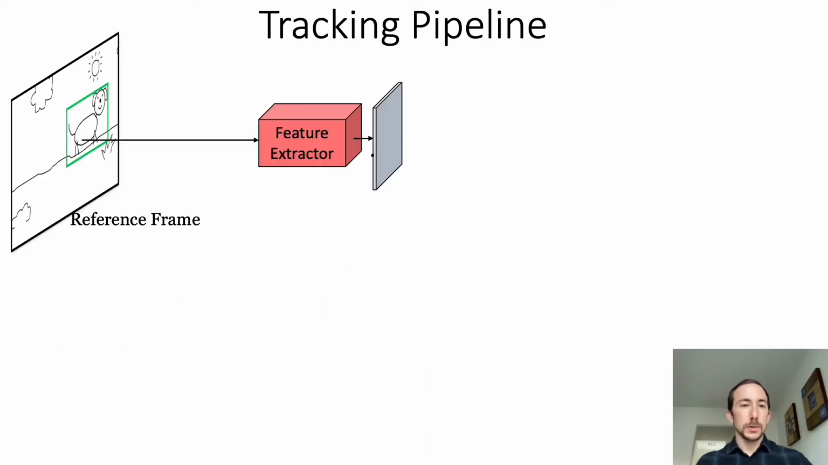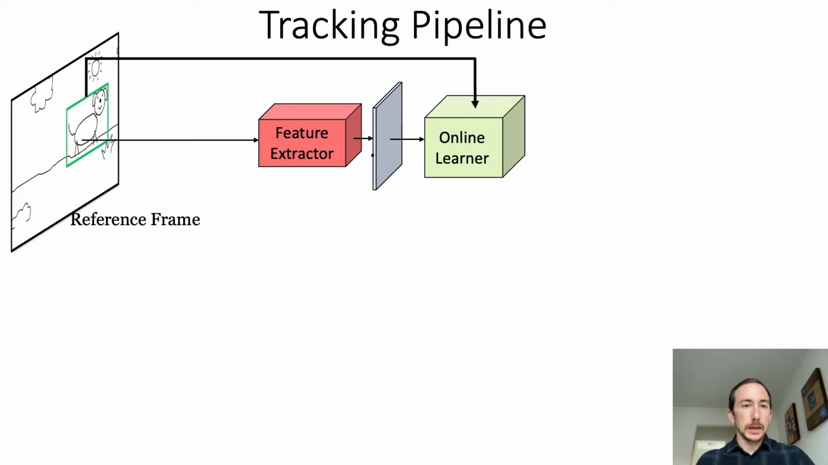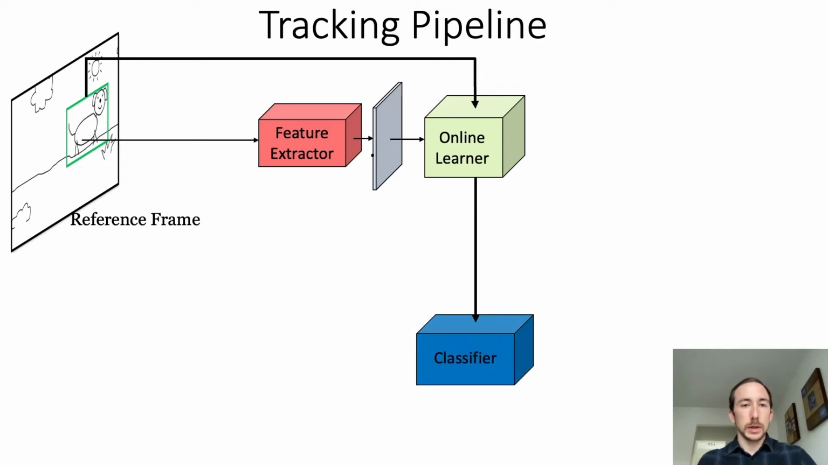So here, let's start with a general tracking pipeline. Again, from the reference frame, we first extract some features. Then we want to use these features along with the bounding box annotation to learn a representation of the target that we want to track. The module that does this, we call the online learner here, and it can, for instance, output the parameters of a classifier.